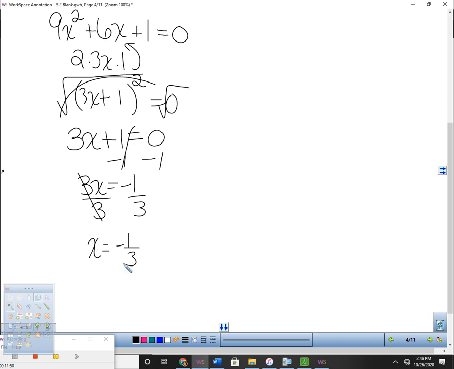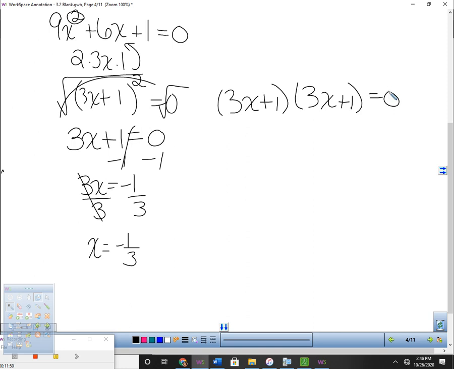Now what you're going to learn later is that if your biggest power is a 2, then that means you have 2 answers. Okay? And I'm only showing 1. Here's the thing. I could write this like we've been writing it, right? 3x plus 1 times 3x plus 1. And each of those represents an answer. I have 2 sets, right?